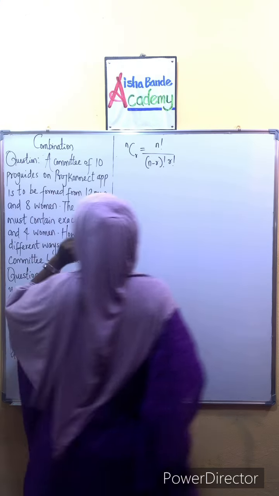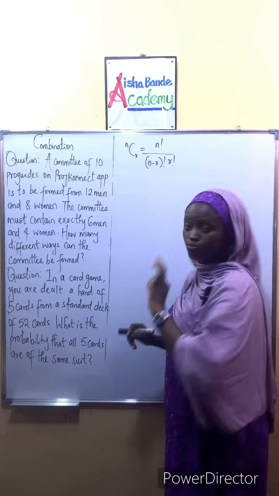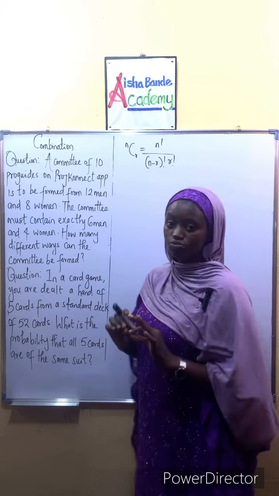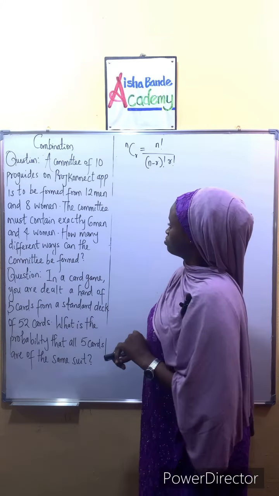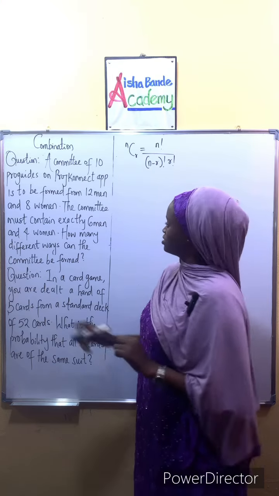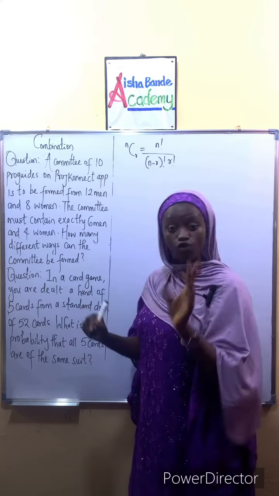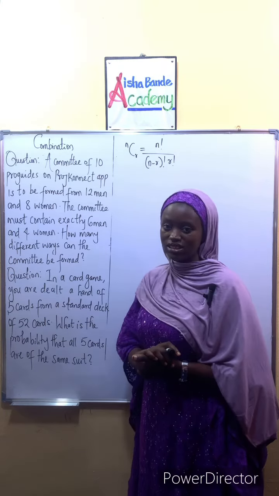The first question we have here says that a committee of 10 pro guides on Proj Connect app is to be formed from 12 men and 8 women. There's a condition. The condition states that the committee must contain exactly 6 men and 4 women. So how many different ways can the committee be formed?